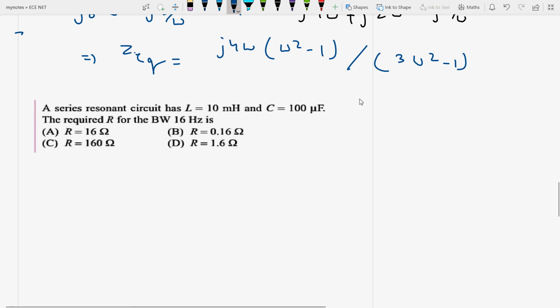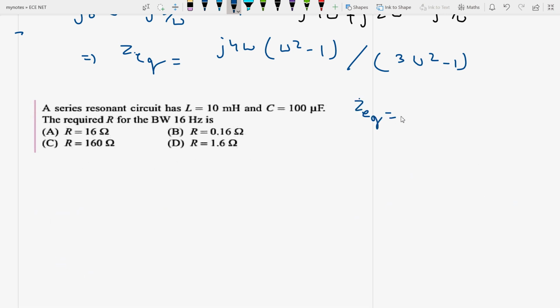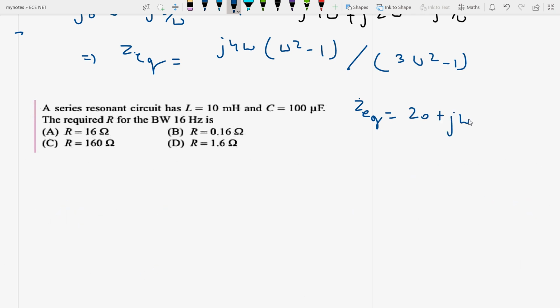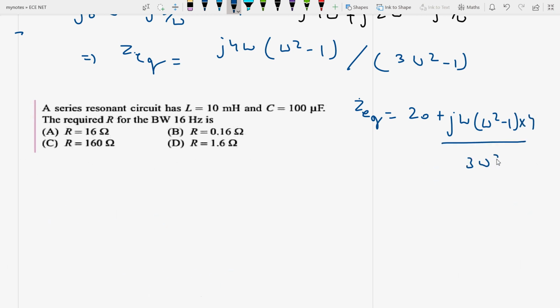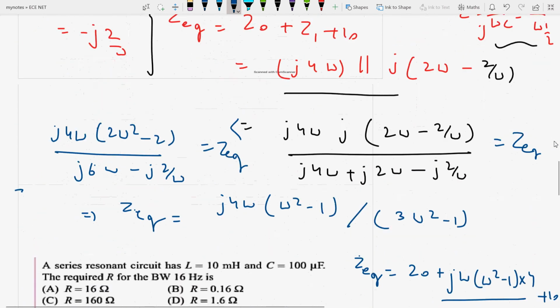This is the next question actually, but don't go to the next question. Z equivalent is equal to 20 plus j omega into omega square minus 1 into 4 divided by 3 omega square minus 1, plus 10.